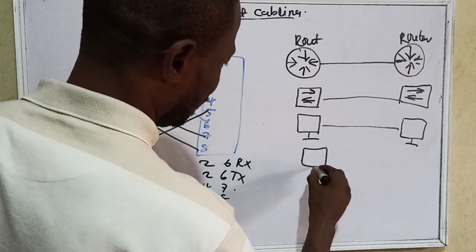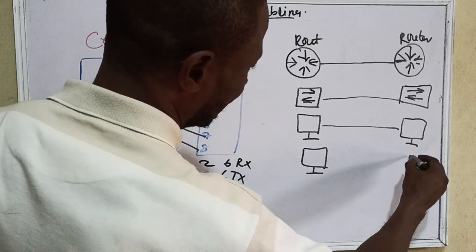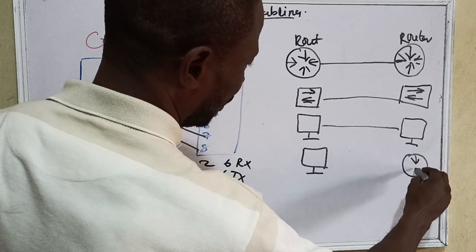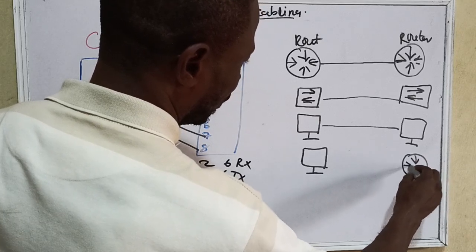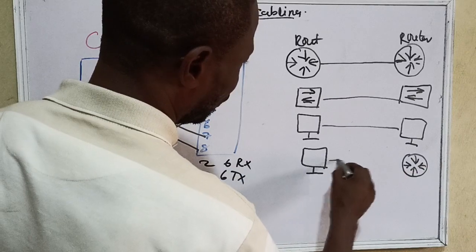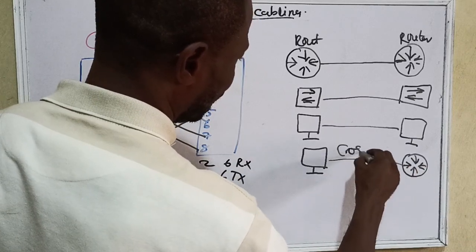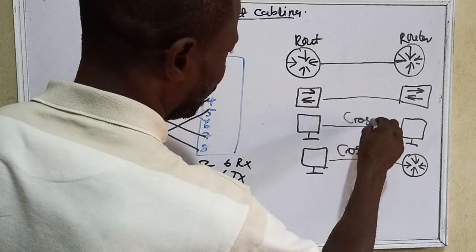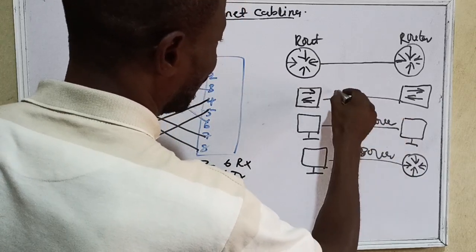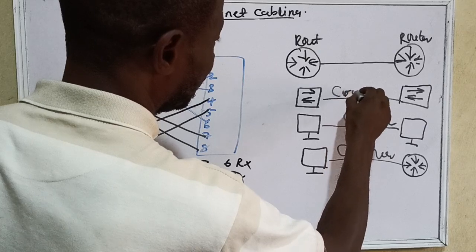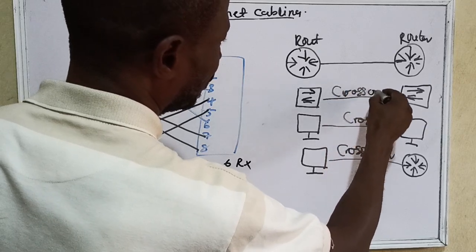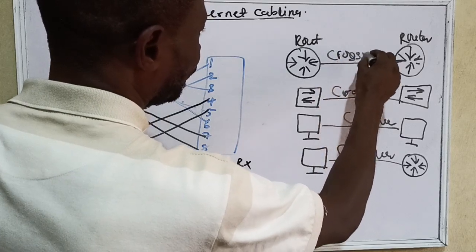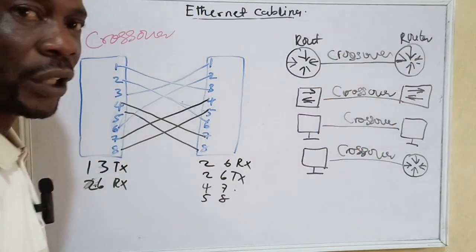Crossover cable, computer to router. Remember that computer operates in layer 3 of OSI reference model, just like router. Okay, computer to router with crossover cable. Use crossover cable to connect these devices.